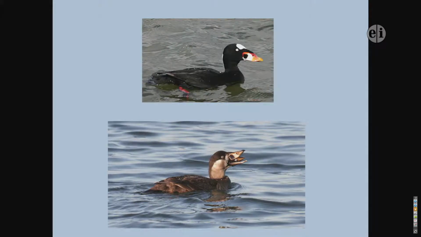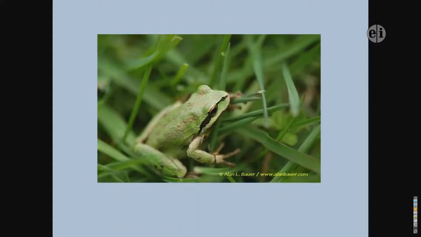This is called a surf scoter. They're so awesome. Look at the crazy eyes, colors and everything. Yeah, the male's there and the female's eating some kind of mollusk down there. But yeah, they're awesome. I really like these birds. They just look cool. They're diving ducks. Everybody's favorite, the Pacific tree frog. Yes, they're awesome.